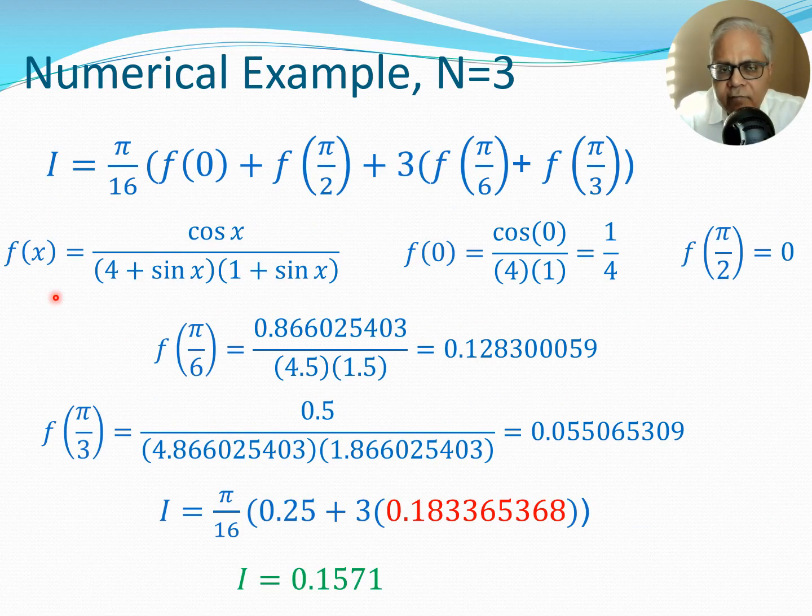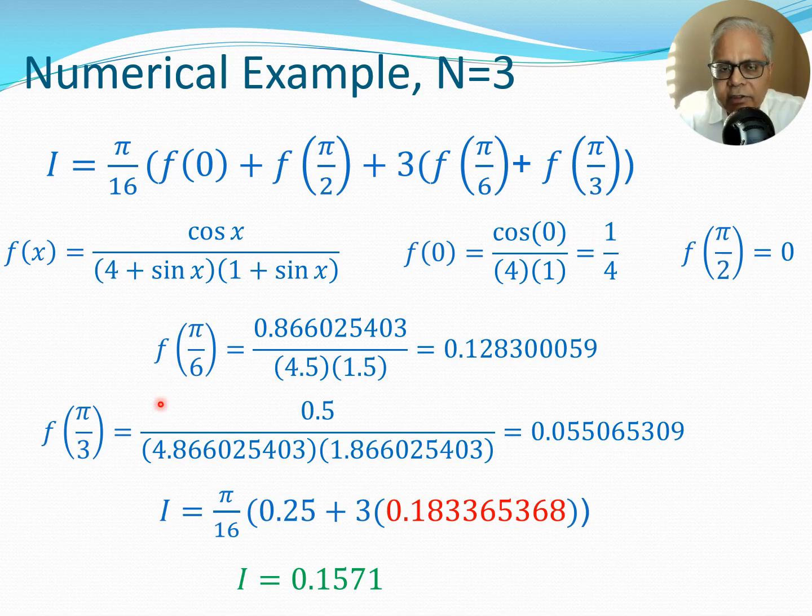So let's do that. We take the function here. The function is cos x divided by (4 plus sin x) into (1 plus sin x). The first thing I do is substitute x is 0, so I get 1 by 4. Remember that cos of 0 is 1. In the next case, I get f(pi by 2) is 0. Remember, cos of pi by 2 is 0.